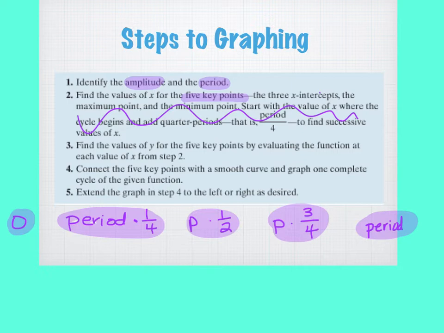Then we're going to graph those on our x-axis. We're going to figure out what the amplitude is. We're going to go up the amplitude, down the amplitude, down the amplitude again, and then back up.